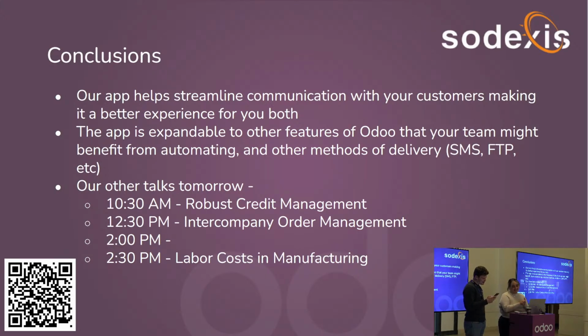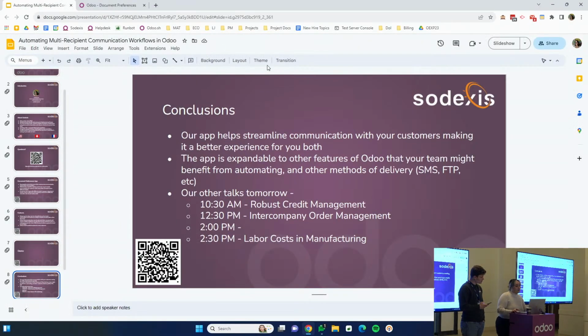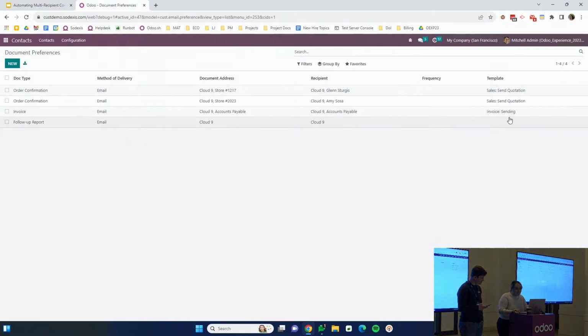Would it be possible to add multiple recipients in the document preference rule instead of each time adding a different line? Not out of the box, but that's definitely configurable to make it like a tag-like field so that people can be set up on the same type of role. It's a good idea. Can you please show an example of a follow-up report template? I don't understand what this could look like. Sure. The template actually is not applicable for the follow-up report. So if you'll see here, that's the only one that doesn't have a template. It'll just use whatever's set up in your Odoo configuration under your follow-up reports.